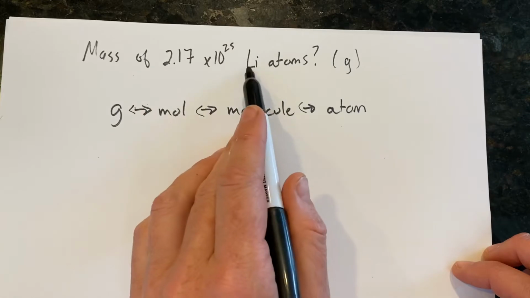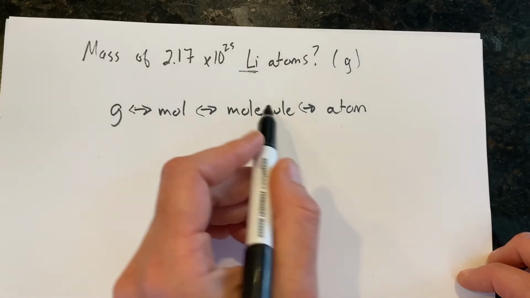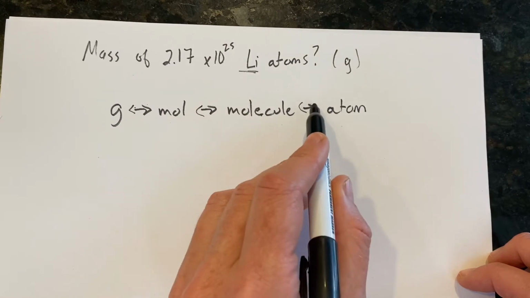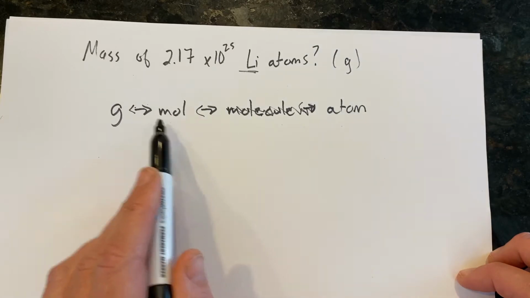Now again, it's not a molecule. Lithium is not paired with another atom. And so if it had been, it would have been a molecule, but it's not. So you can actually just skip that. Just pretend it doesn't even exist and go atom to mole to gram.